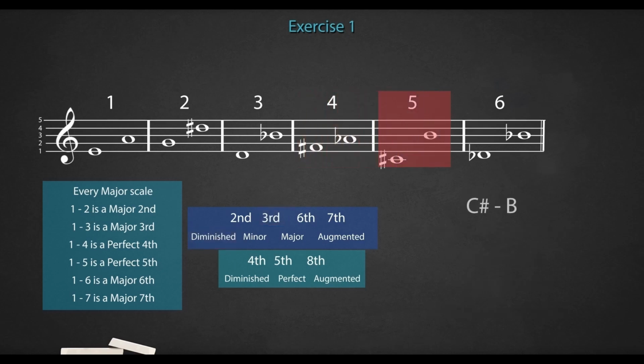C sharp, B. C, B is a major seventh, the first and seventh notes of the C major scale. So, C sharp, B is a minor seventh.